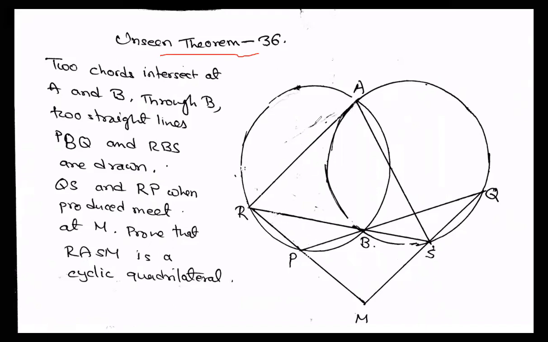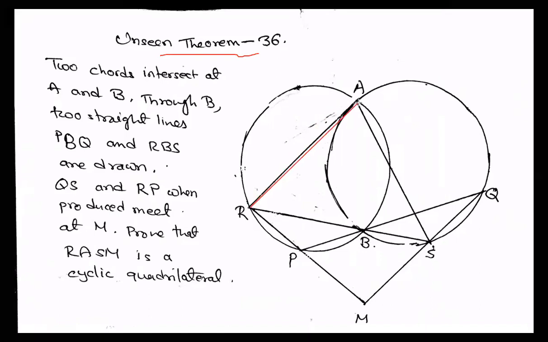Okay, so I've done it before, so there was a little bit of a mistake, so you can see a rough figure here. Okay, so next one is QS and RP when produced from M. Your RP and QS lines are meeting at M, and it should prove that RASM. So RASM, you can see the line on this side.